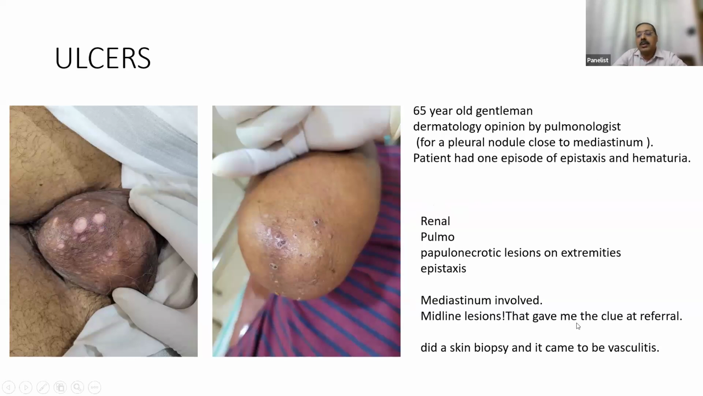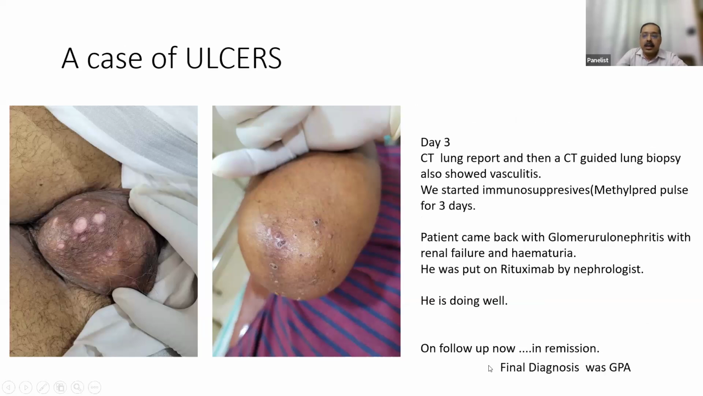And that gave me the clue that the referral should be, one should think of a midline lesion with these symptoms. One should do a skin biopsy, and promptly it came as a vasculitis. Day 3, the CT lung report, as we had thought of, came as vasculitis, and the final diagnosis there was actually GPA, because we thought of granulomatosis with polyangiitis because of the midline lesions as well as the vasculitic presentation. So a very subtle manifestation of vasculitis which you are seeing here.